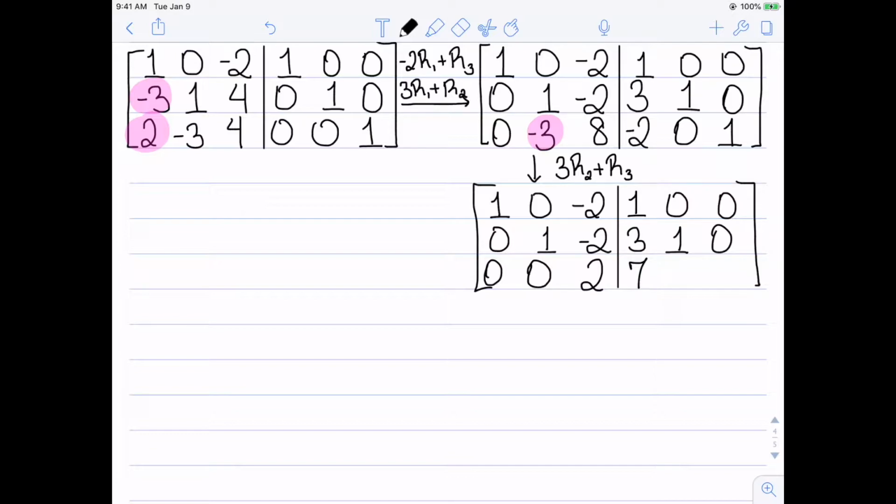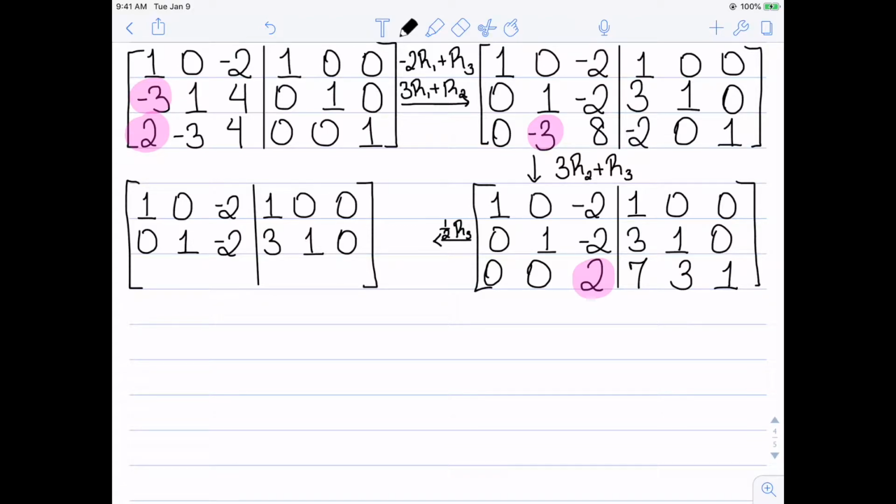3 times 1 is 3, plus 0 is 3. And 3 times 0 is 0, plus 1 is 1. My second column now looks exactly the way I want it to, and I can move to my third. The first step is to get a 1 in the third row, third column. And I'll do this by multiplying the third row by 1/2.